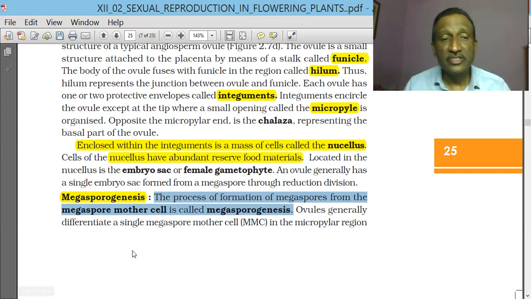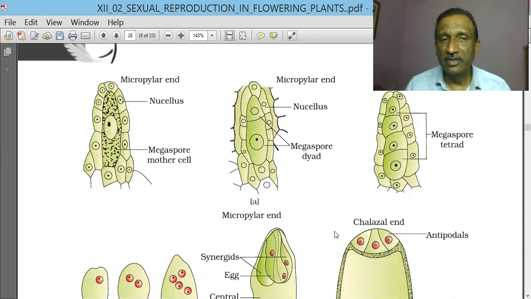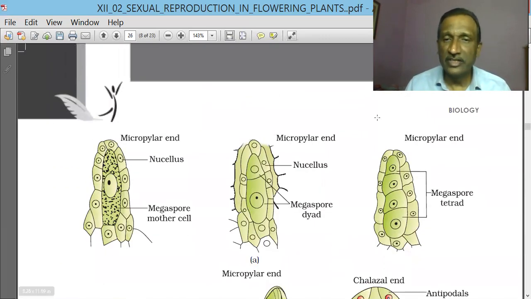Ovules generally differentiate a single megaspore mother cell in the micropylar region. Which side? In the micropyle. So now we can study the diagram here. See, these are the nucellus cells, and one of the cells becomes big, and this is called the megaspore mother cell. The megaspore mother cell will undergo meiosis, so that is why it is known as a meiocyte.